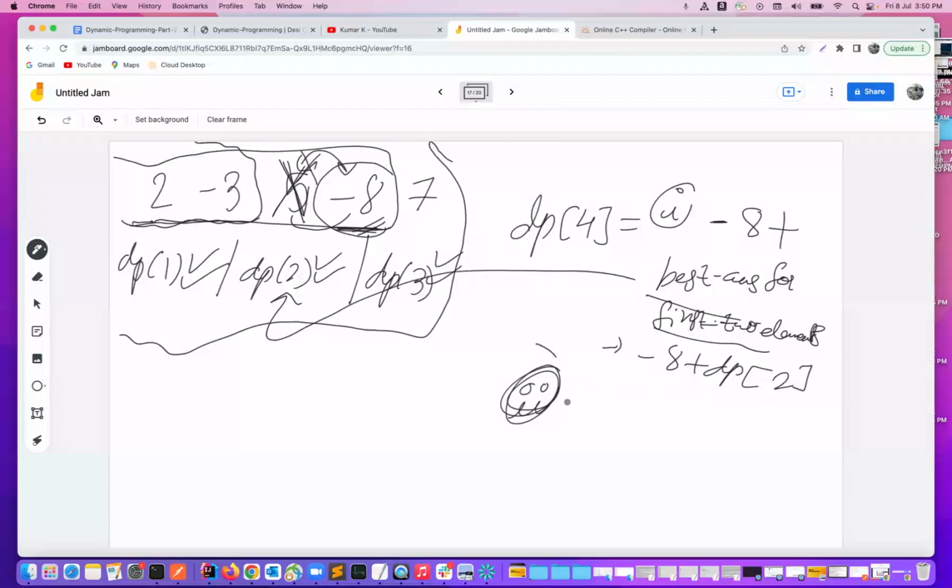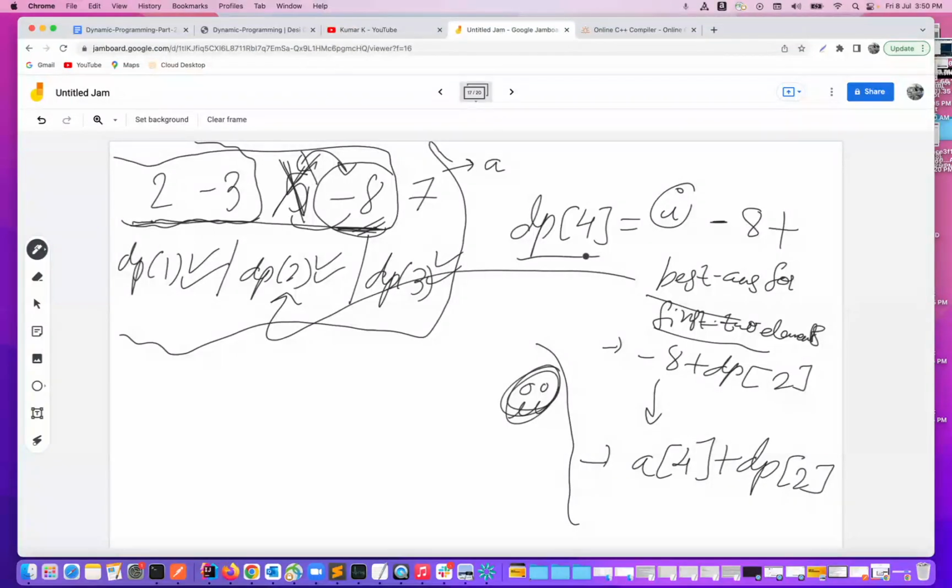Okay guys, and minus 8 is what? A of 1, a of 2, a of 3. This array is a, right? So if we check index-wise, minus 8 is a of 4. So minus 8 is nothing but a of 4. So the final answer will be a of 4 plus dp of 2. So guys, we have created a formula. Okay, dp of 4 is a of 4 plus dp of 2.